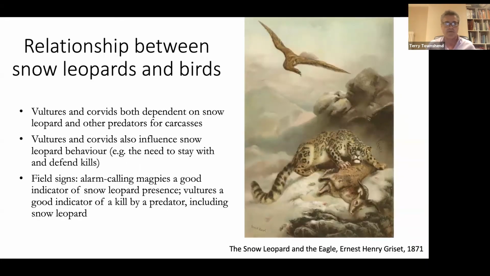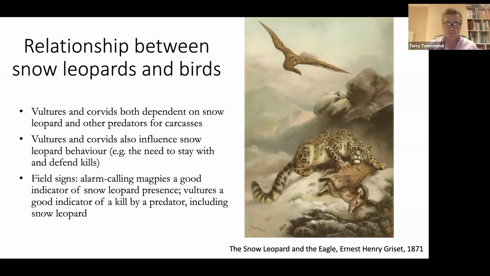So I want to talk a bit about specifically the relationship between snow leopards and birds. And there are perhaps two families that have the most direct relationship, the vultures and the corvids, or the crows. And both of these are dependent on snow leopard and other predators for carcasses. So these two actually also influence snow leopard behavior. So when a snow leopard makes a kill, it needs to stay with that kill and defend it, because if it doesn't, vultures and other birds will come in and take the meat.